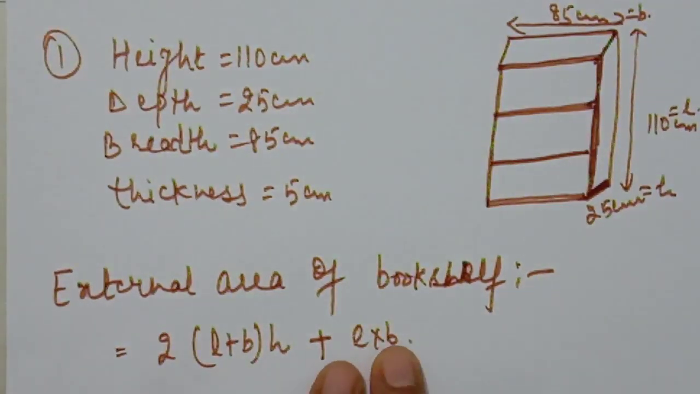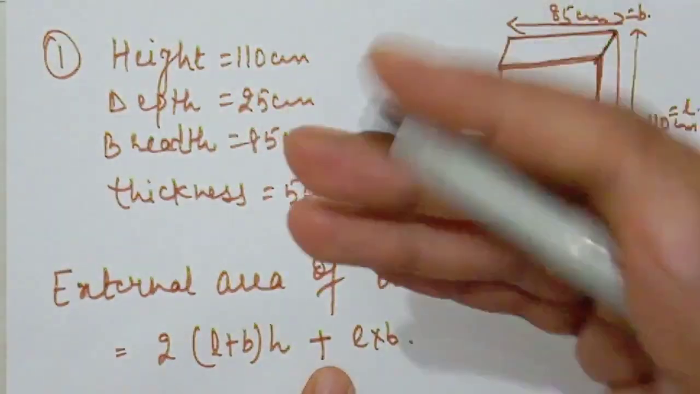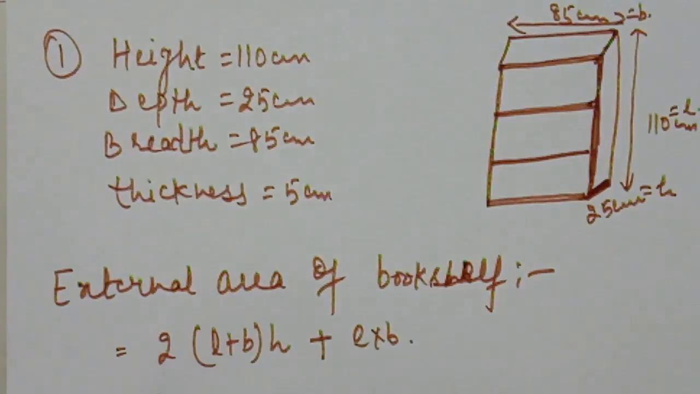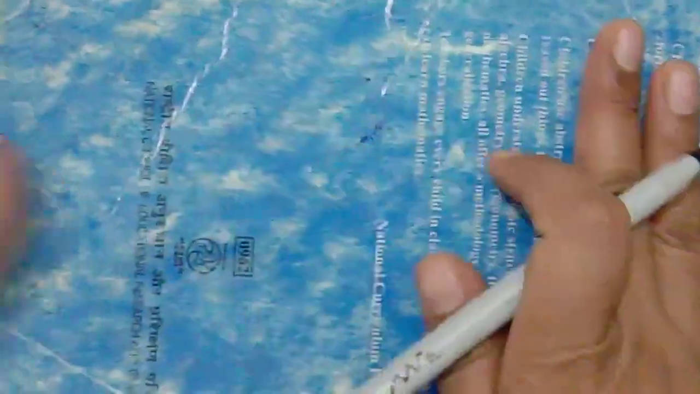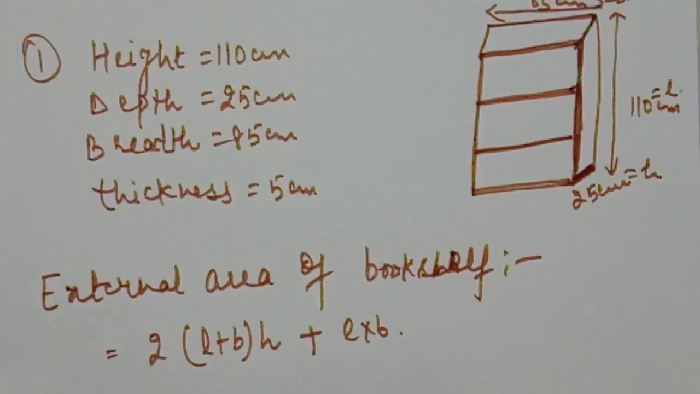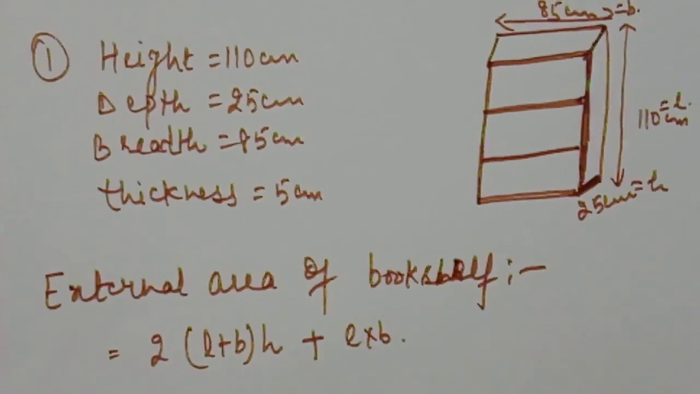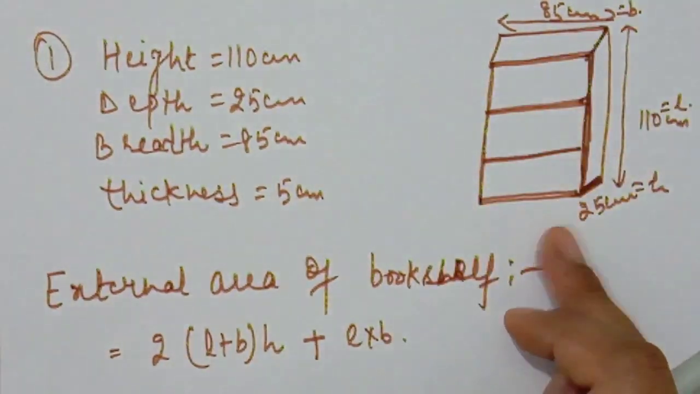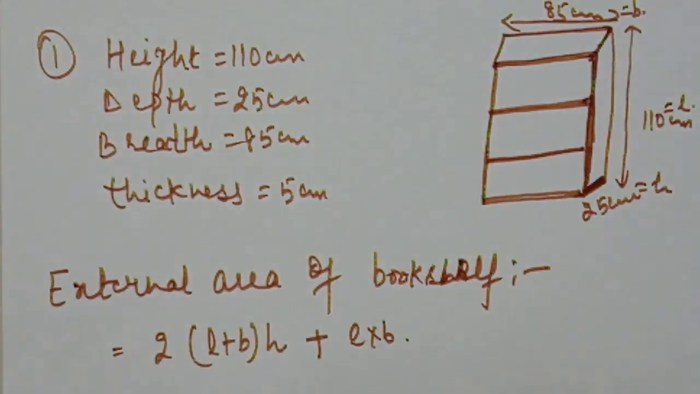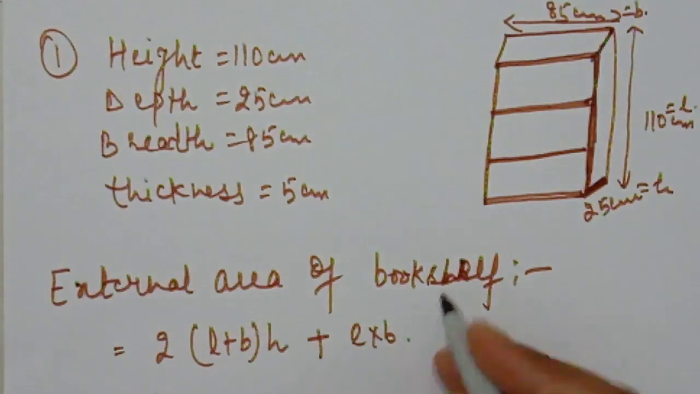That is why I am taking length into breadth, because the front part and the back part are length into breadth. You can take these measurements according to you. You can take any one as length, any one as breadth, any one as height. Now students, all 5 faces are already done.